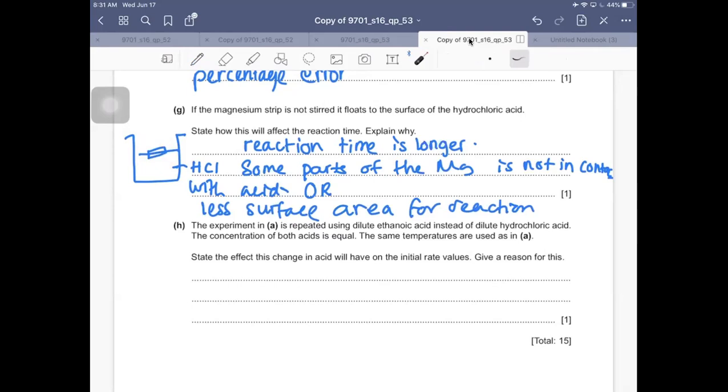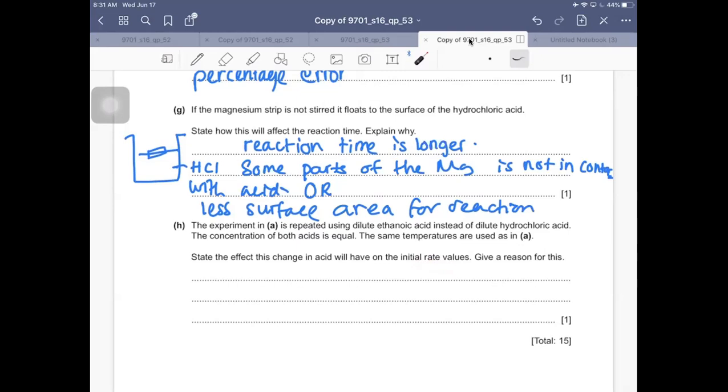Okay. The experiment in A is repeated using dilute ethanoic acid instead of dilute hydrochloric acid. So you already know the difference between these two. Ethanoic acid is a weak acid, hydrochloric acid is a strong acid. The concentration of both acids is equal. The same temperatures are used. So state the effect this change in acid will have on the initial rate value. So we're talking about rate here, okay? Give a reason for this.